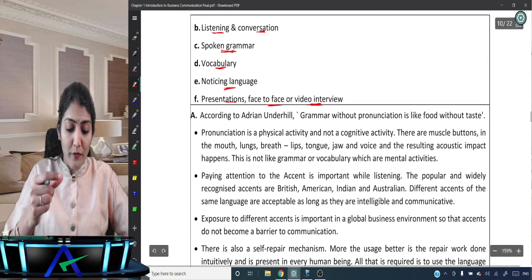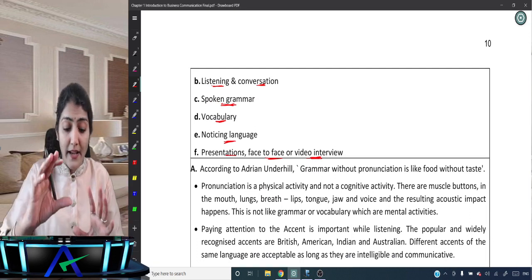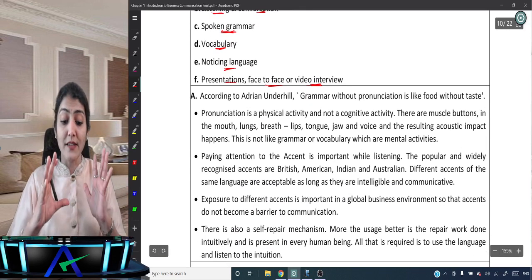So now we will pick up a few points. This is just the headings, and now we will discuss a few of those points in detail.